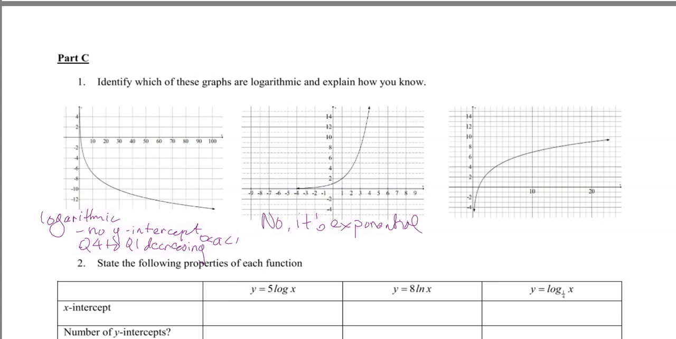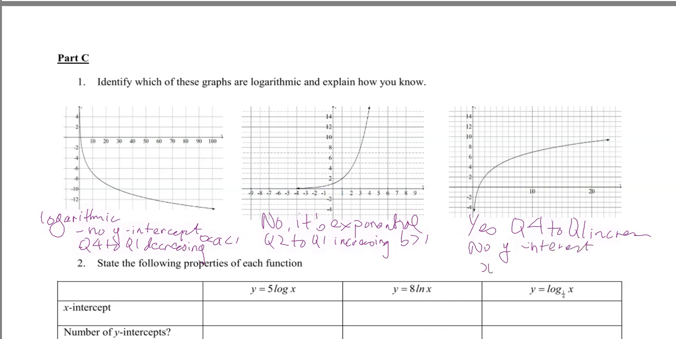Okay. And you could give some reasons, right? It's Q2 to Q1 increasing, which means that B is greater than 1, right? Base. So for the base, we use B. Is this logarithmic? Yes. Why? Yeah, so Q4 to Q1 increasing. No y-intercept. An x-intercept of 1.